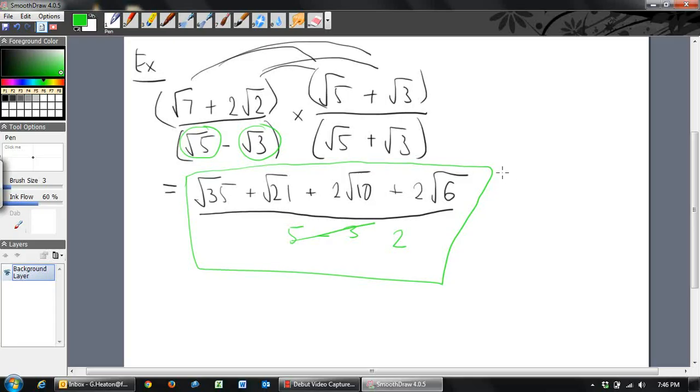So get good at doing this. It's a hard skill. People find it quite complicated. But surds are fun, not. They get really simple once you get used to them. So enjoy.